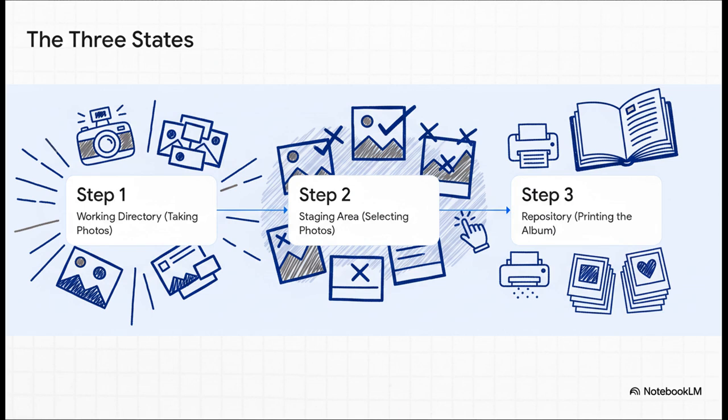First, there's the working directory. That's you, just snapping pictures. Second, you've got the staging area. This is where you select which photos you actually want to keep. And third, the repository. That's where you print those selected photos into your permanent album. Let's take a quick look at each one.